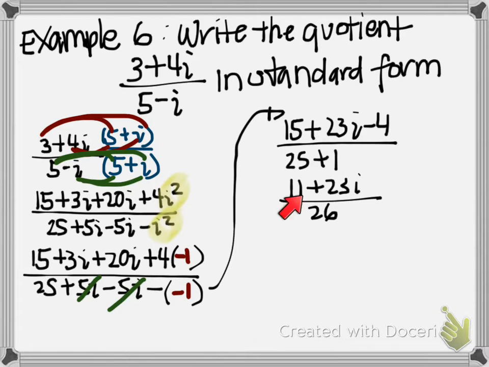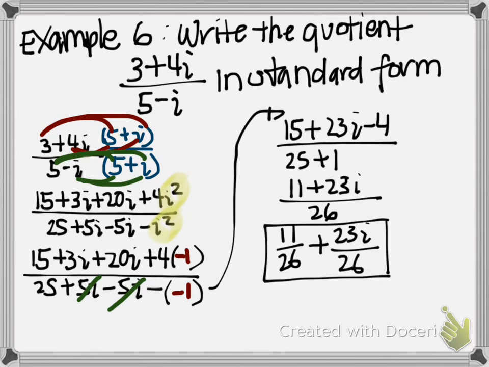Because the 11 and the 23 and the 26 do not have any factors in common, this would be your answer. But again, if they're asking for standard form, normally we like to pull out the real part of the number and the imaginary part of the number, so we just put each underneath its own denominator, and this will be your final answer.